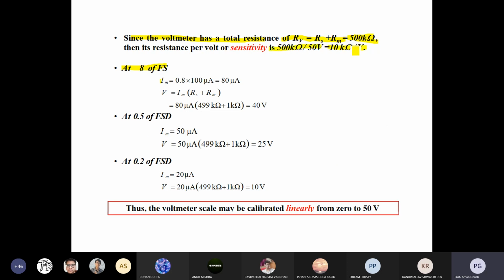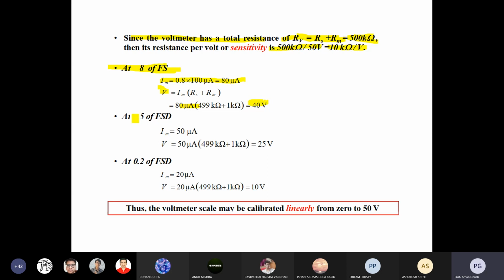So this is 0.8 of FSD, not 8. IM equals 100 microampere multiplied by 0.8, so 80 microampere. Now your voltmeter reading will be V equals IM into RS plus RM, or IM into RV. RV is already there, 500 kilo ohm. So 80 microampere into 500 kilo ohm comes to 40 volt.